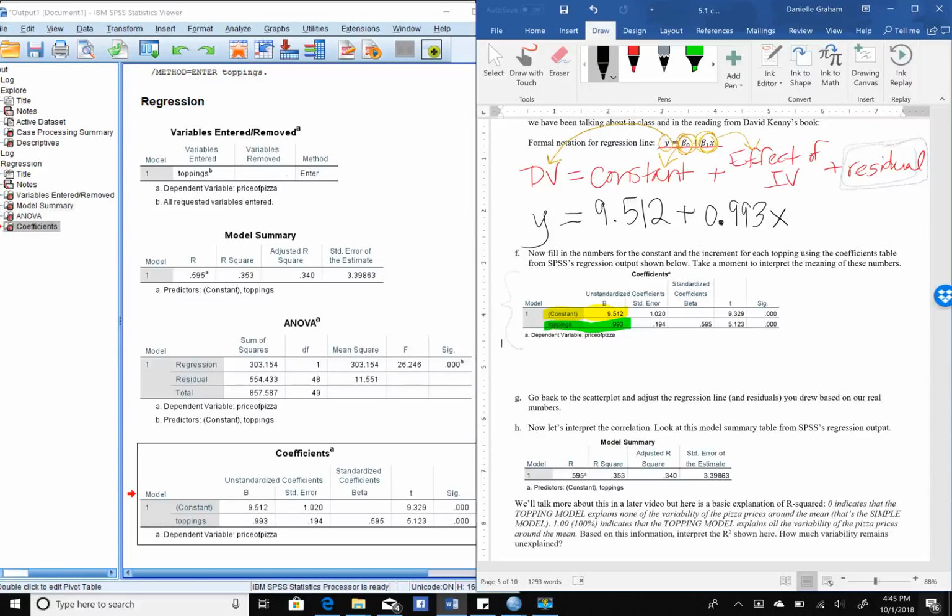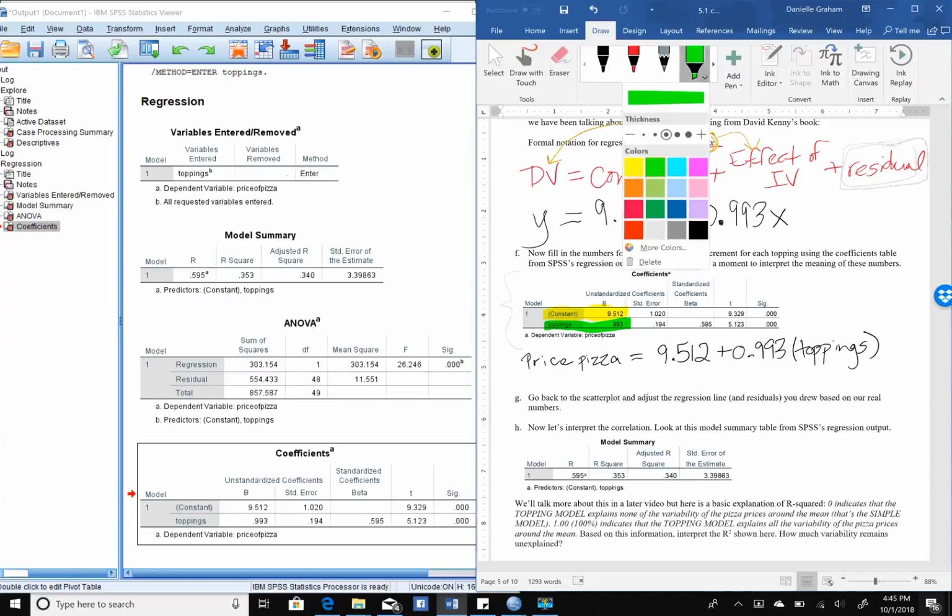Okay. So we could also say, if we wanted to be a little more specific, price of pizza equals 9.512 plus 0.993, and then we're going to put toppings in instead of x, since that's what it represents.